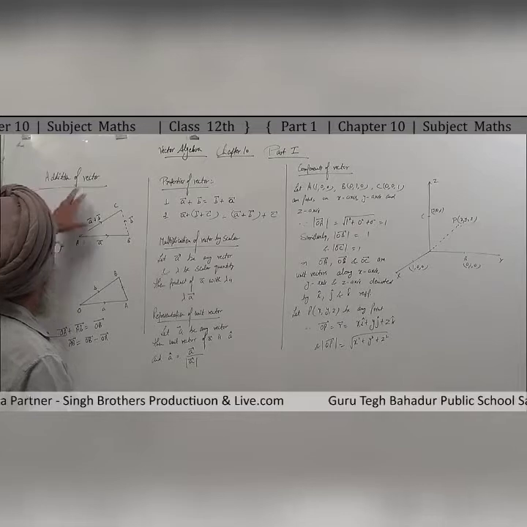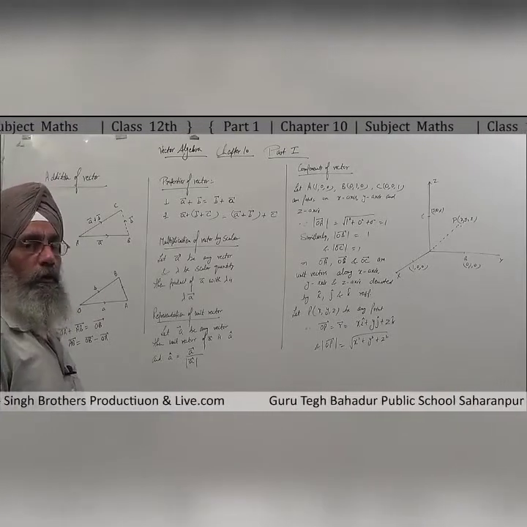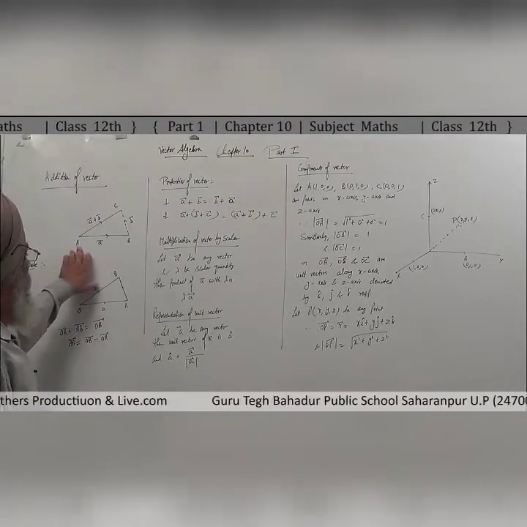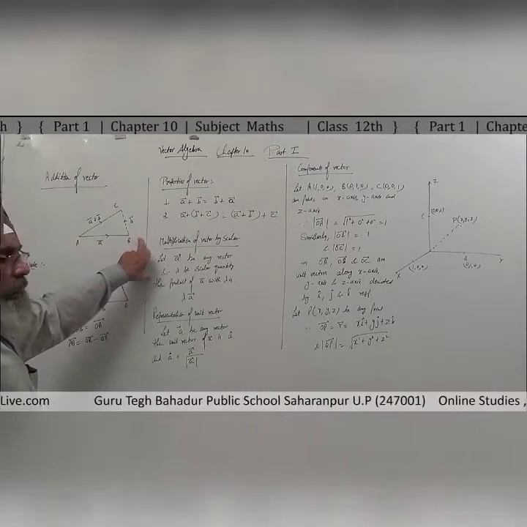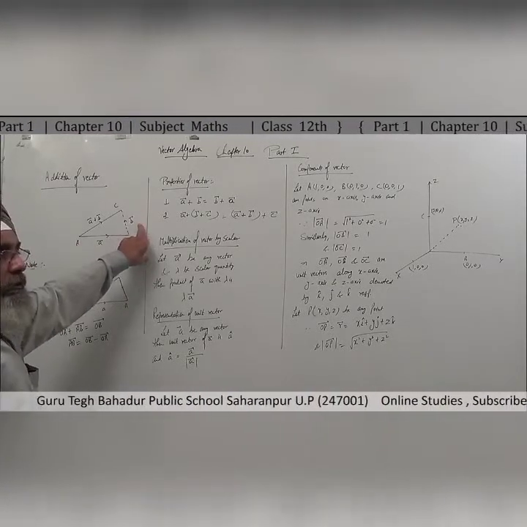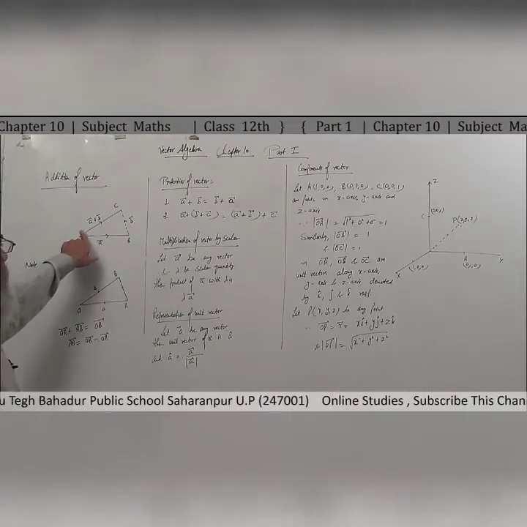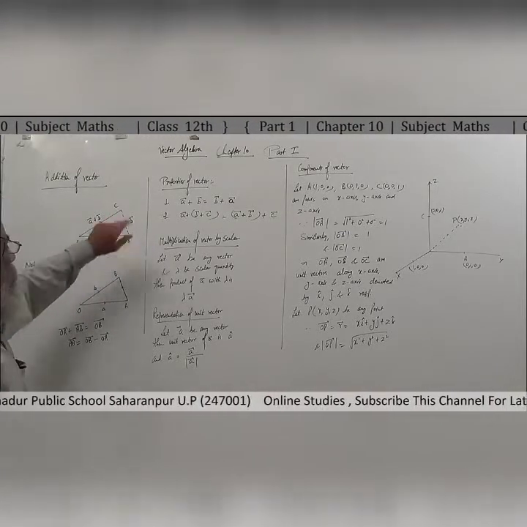Now we talk about the addition of the vectors. If we have two vectors, how can we add them? Let us say we have the vector along AB represented by A. We have the vector along BC represented by B. Then the addition of the vectors is given along AC by A plus B.